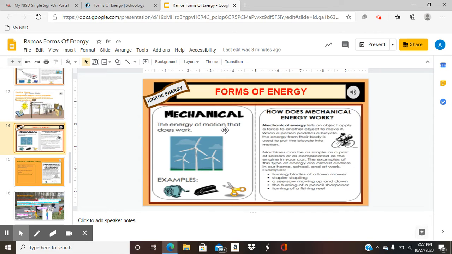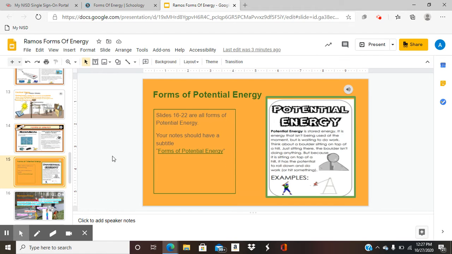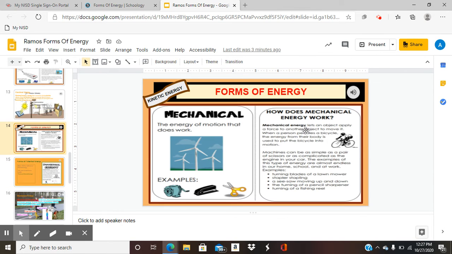Mechanical is the energy of motion that does work. So anything that's mechanical, like scissors, stapler, pencil sharpener. So mechanical energy lets an object apply a force to another object to move it. When a person pedals a bicycle, the energy from their body is used to put the bicycle into motion. So that's mechanical. Okay.